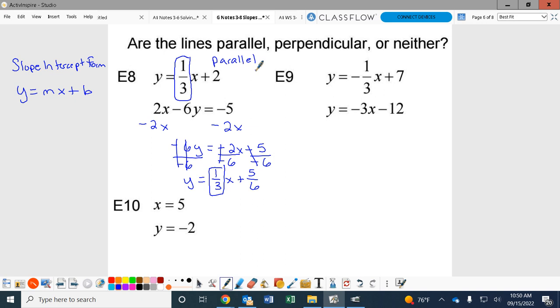Okay, the next one, they're both in slope-intercept form already. This is not hard, guys. You've got negative 1/3 and you've got negative 3. You have to decide parallel, perpendicular, or neither. Are they exactly the same? So parallel is out. Are they opposite reciprocals of each other? No. They are reciprocals, but they're not opposite. Because they are not opposite reciprocals, they are not perpendicular, which makes them neither.